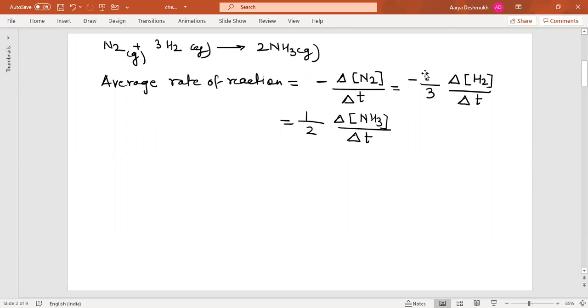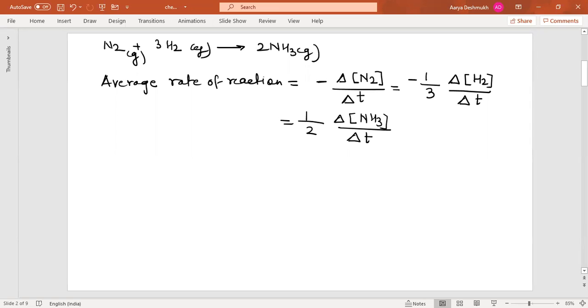Okay, so why do I put here 1 by 3? Because this 3 is the stoichiometric coefficient for this H2, 3 moles, and it should be divided by 3. So that is why I wrote here 1 by 3. So this negative sign indicates that this hydrogen concentration is getting consumed. Here also this negative sign means N2 is getting consumed. And here there is a plus sign. It means that NH3 is formed.